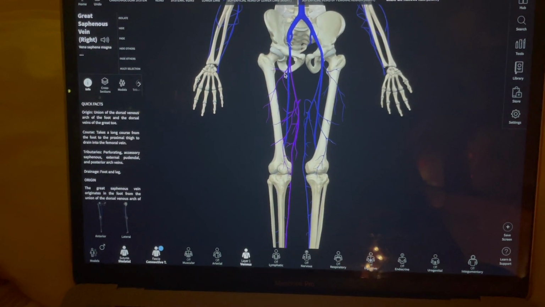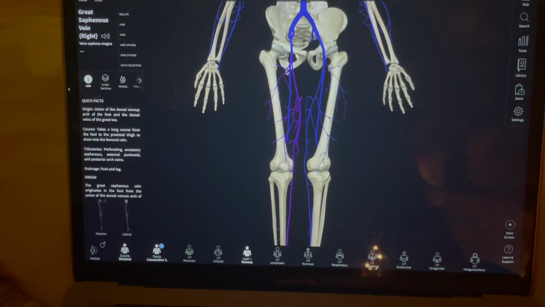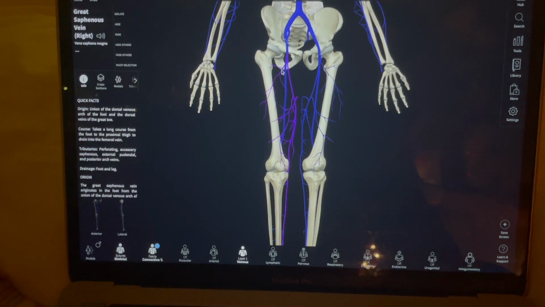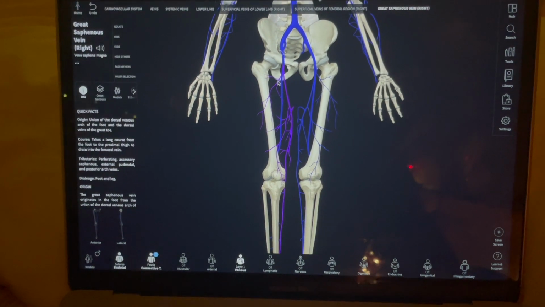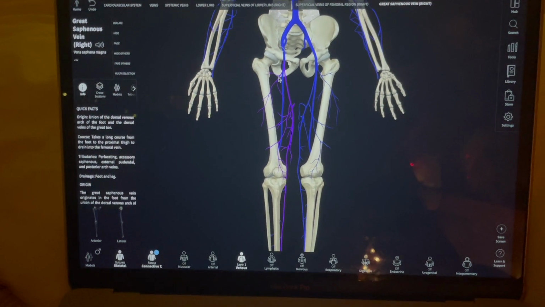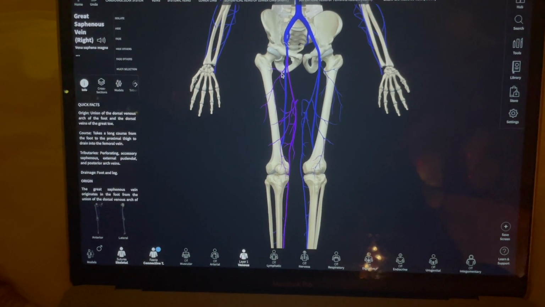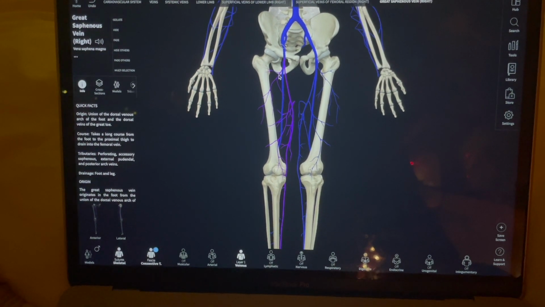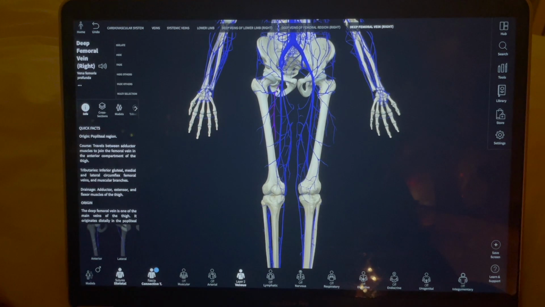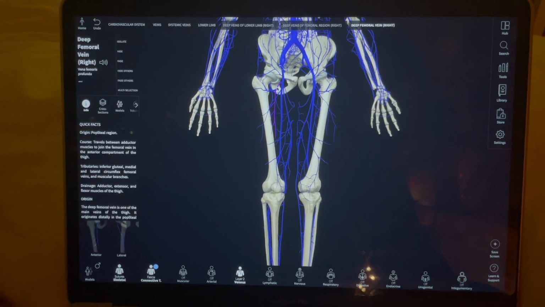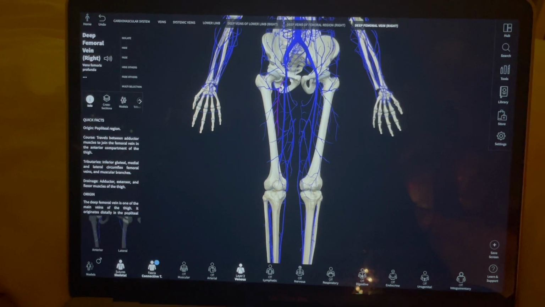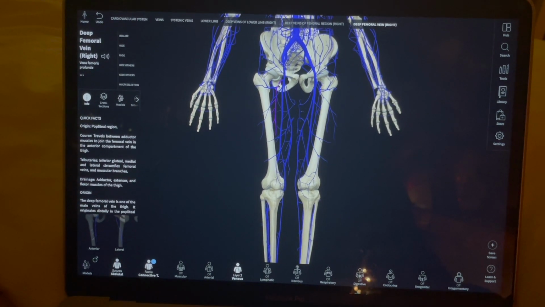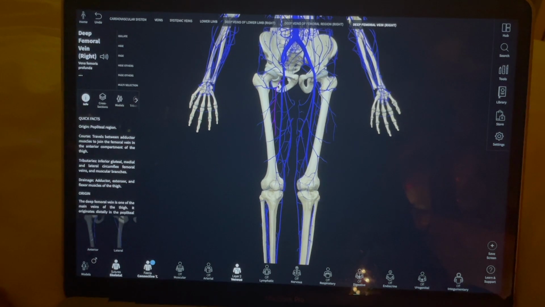We also have the great saphenous vein. This is bilateral, and this takes a long course from the foot to the proximal thigh to drain into the femoral vein. So this is an extension off the femoral vein, which we just talked about earlier, and the drainage is from the foot and the leg. We also have the deep femoral vein. This travels between the adductor muscles to join the femoral vein in the anterior compartment of the thigh, and this is going to drain the adductor, extensor, and flexor muscles of the thigh.